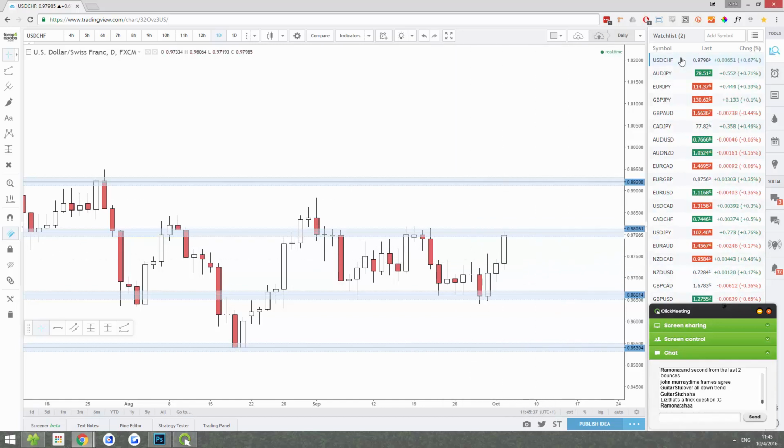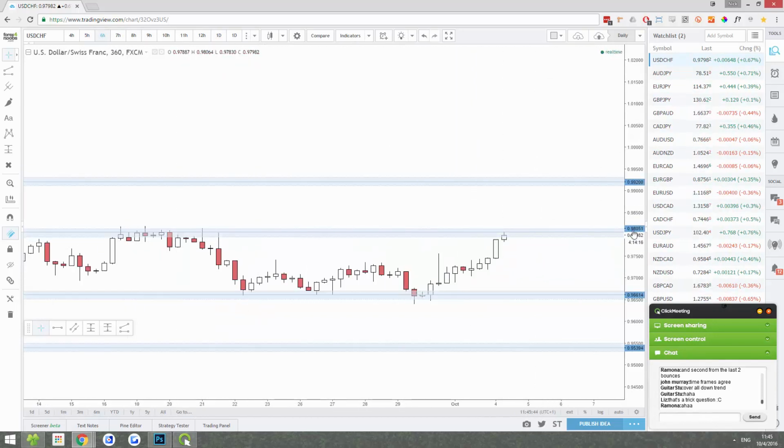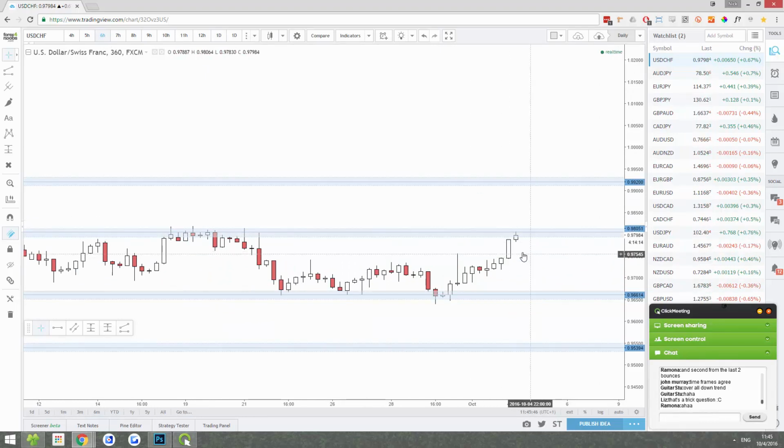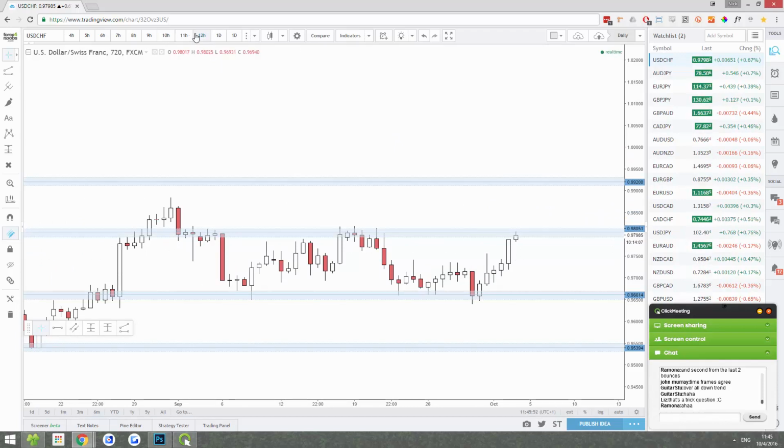All right, USD CHF. Nice. Let's keep a close eye on this one. This one actually looks pretty good. On the 6 hour and 12 hour, it's stalling on both those pairs. Generally speaking, if you see something stalling on the 12 hour, it's stalling on the 6 hour, because 6 hours is just 12 divided by 2.